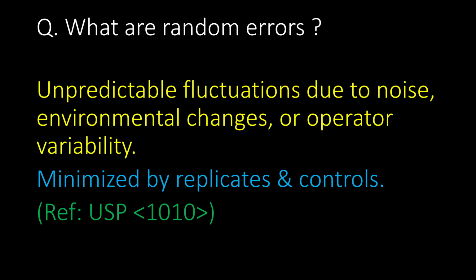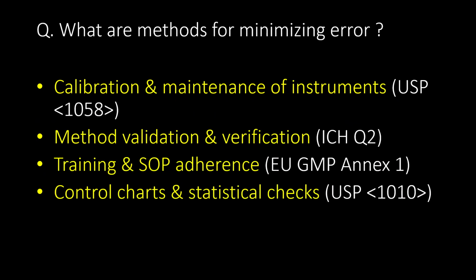What are random errors? Random errors are unpredictable fluctuations due to noise, environmental changes, or operator variability. These are often minimized by replicates and controls. Reference USP chapter number 1010. What are methods for minimizing errors? The commonly implemented methods for minimizing errors are calibration and maintenance of equipment, method validation and verification, training and SOP adherence, and control charts and statistical checks.